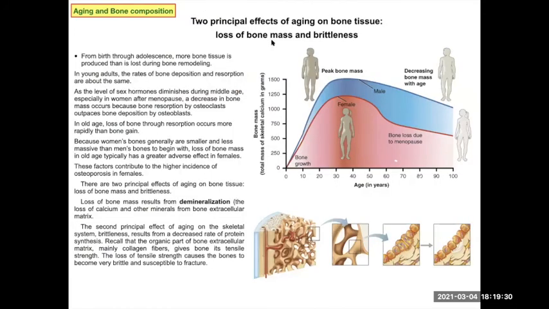So as far as that, two principal effects of aging on bone tissue: you're going to lose bone mass and your bones are going to become more brittle. As you grow, your bones are continuously adding new bone mass, and that starts slowing down. And then at some point, in young adults, that equals out, so that you're gaining as much as you are losing. You can have a lot of bone remodeling up to that point.